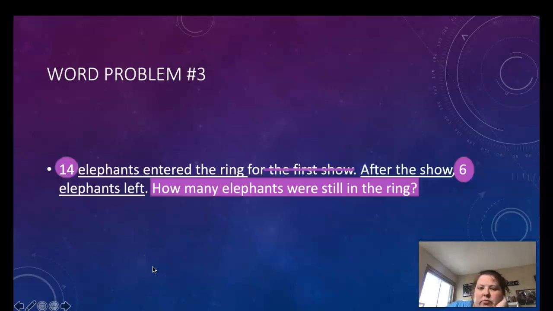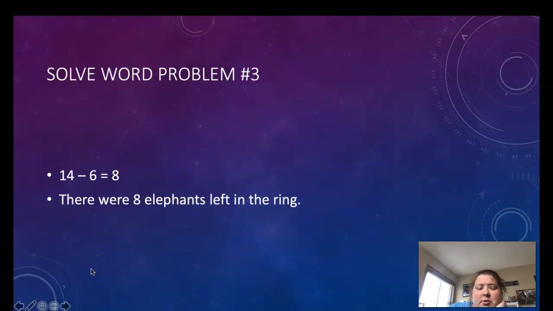Now, when we talk about this, we're talking about how many elephants were left at the end, which means a subtraction. So 14 minus 6 equals 8, which means there were 8 elephants left in the ring.